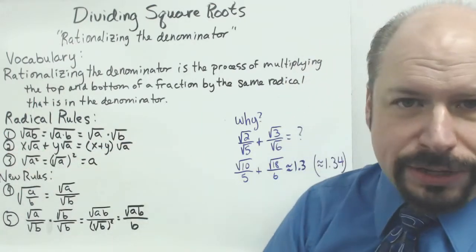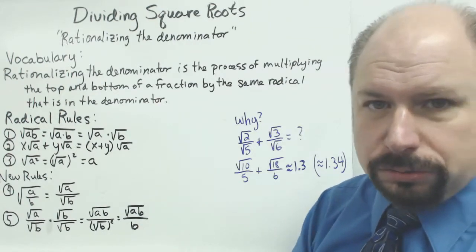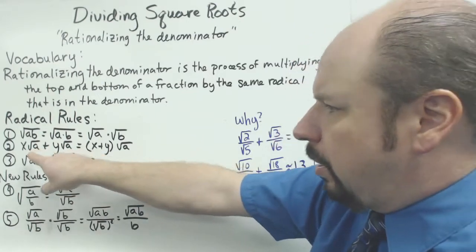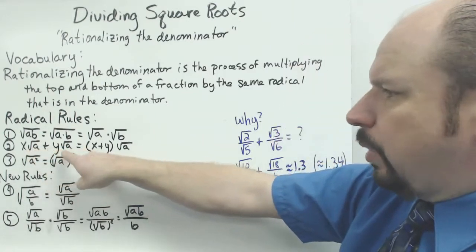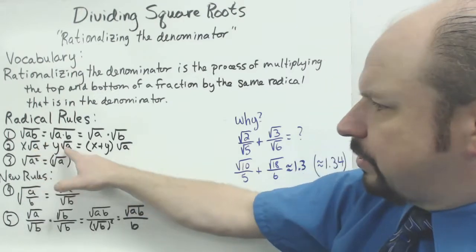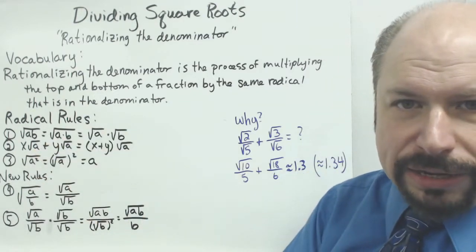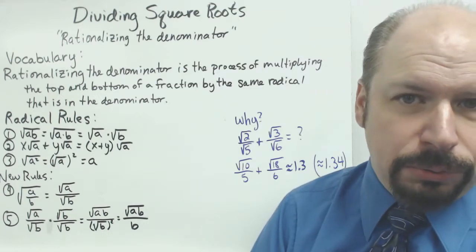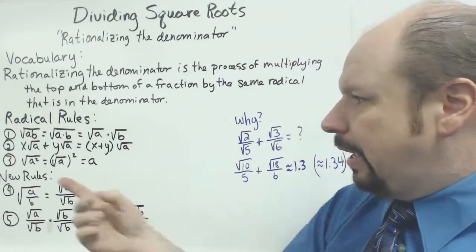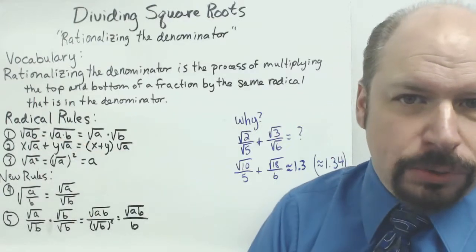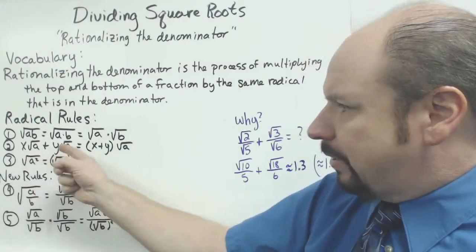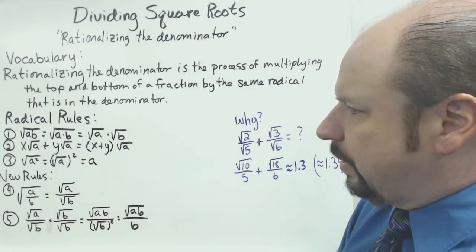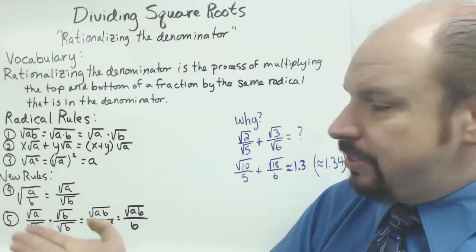Rule number two, if we add two terms with the same radical, we just add the coefficients. So x times the square root of a plus y times the square root of a. We'll notice the square root of a is the same, so we simply add x and y together and keep the same square root, just like what we would do with like variables, like 3x plus 4x is equal to 7x.